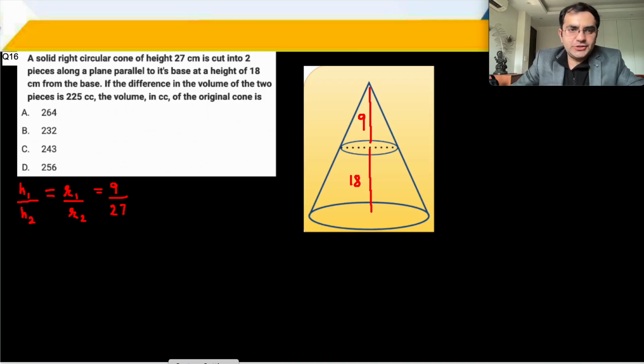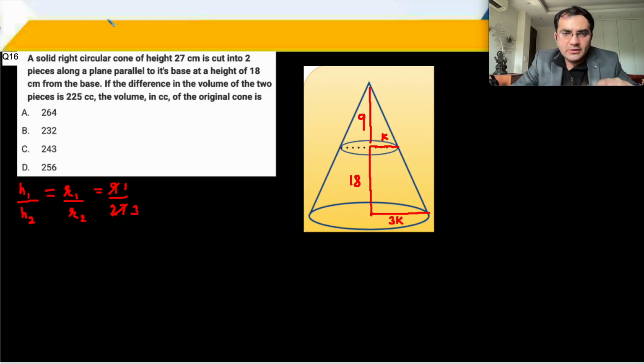This is a standard mensuration question where they are talking about a cone. So I have drawn a cone. Height 27 is cut into two pieces along a plane parallel to its base at a height of 18 from the base. So this plane came, 18 from the base out of 27 means 9 remains on top. Now, using similar triangles, I know that this small triangle is similar to this big triangle. So the ratio of radii will be equal to the ratio of heights will be equal to 9/27. Height of the smaller one 9, the bigger one total 27. That's a ratio of 1/3. That means now I can mark the radii as k and 3k.